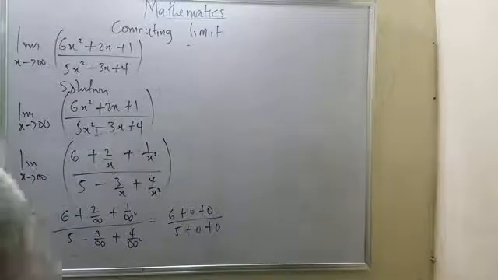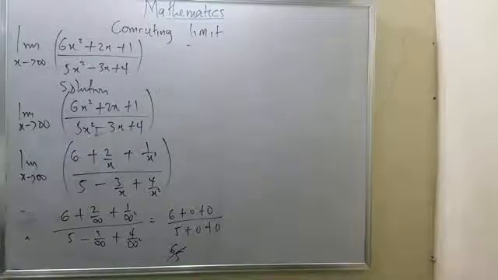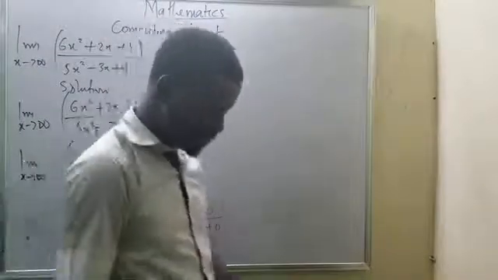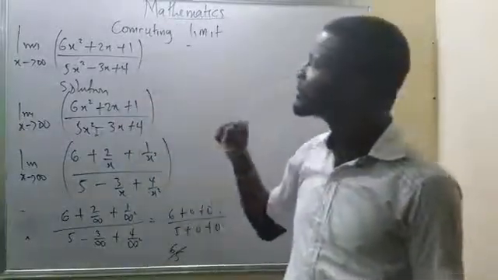My final answer will be what? 6 all over 5. Is that all? Yes, 6 all over 5. That is all I can do for now. That is computing of limits. It does not end here. I would like to continue on, but time does not permit me.